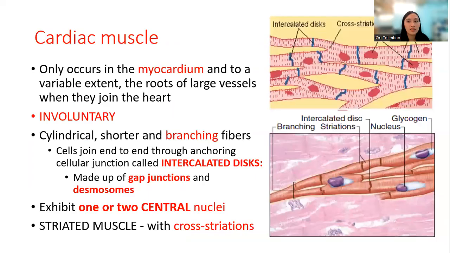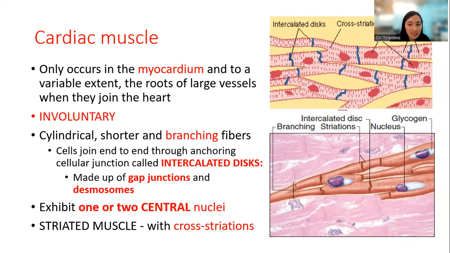The next type of muscle is the cardiac muscle. It occurs only in the heart and to some extent the root of the great vessels like the aorta where they join the heart. But basically it's only found in the heart. It is involuntary, which means it moves automatically and cannot be moved with conscious control. The heart beats as long as we live, and it doesn't tire or rest, and it does not need to be willed or instructed to move. It will just automatically move.